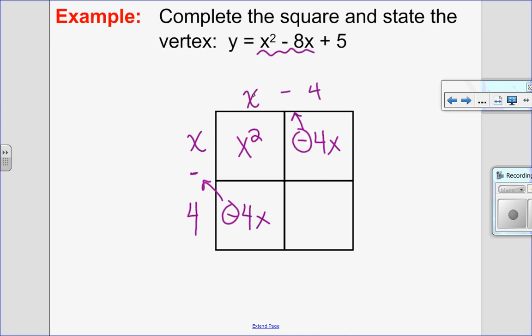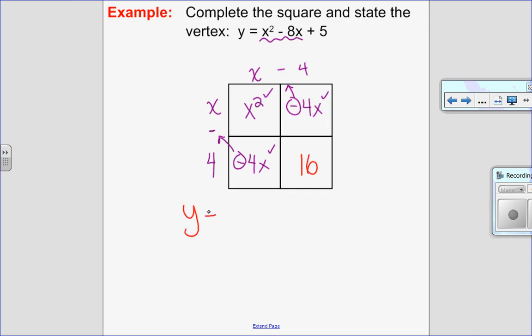So let's check to see if we've done this right. X squared is x times x. Negative 4 times x is negative 4x. X times negative 4 is negative 4x. So I know I'm on the way to a good solution. To complete the square, negative 4 times negative 4, I would need positive 16. So I'm going to rewrite my quadratic as follows: y equals x squared minus 8x plus 16. That now makes it a perfect square trinomial. But since I added 16, it changes the value, so I'm also going to subtract 16.